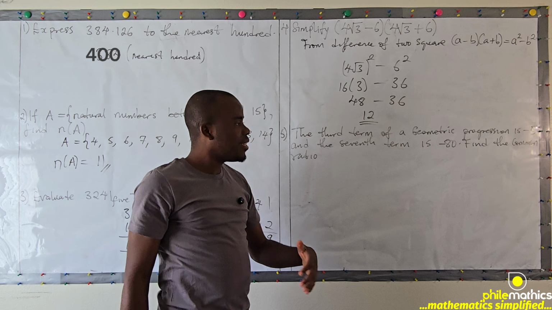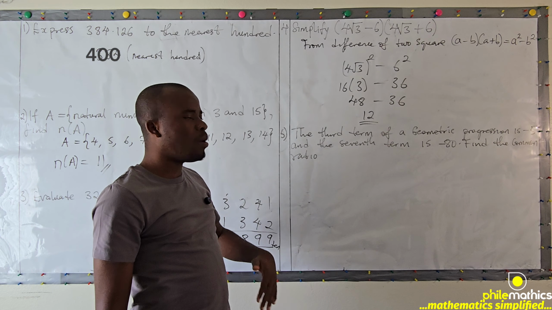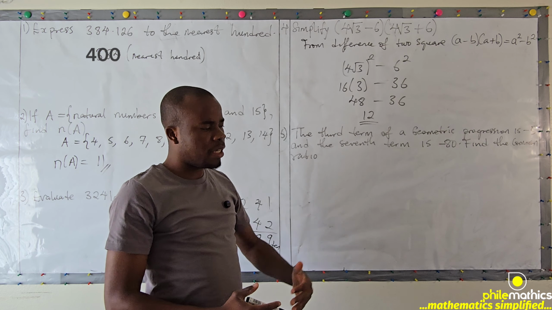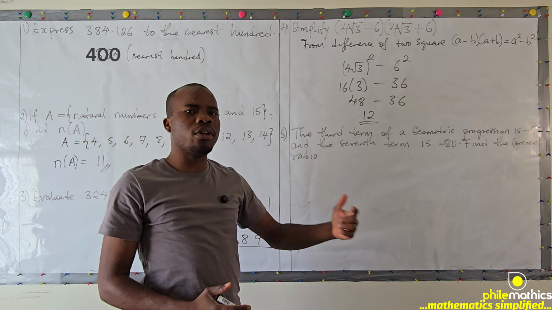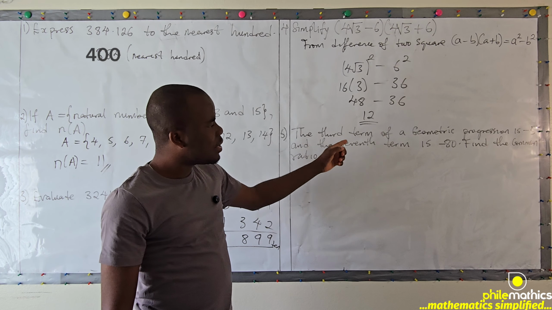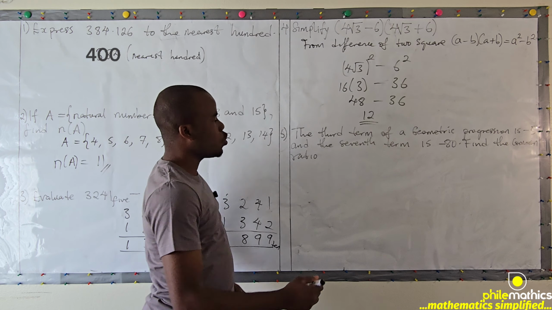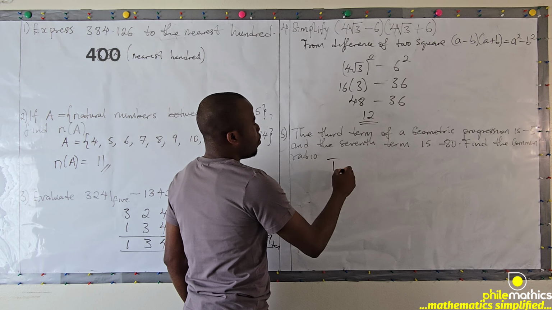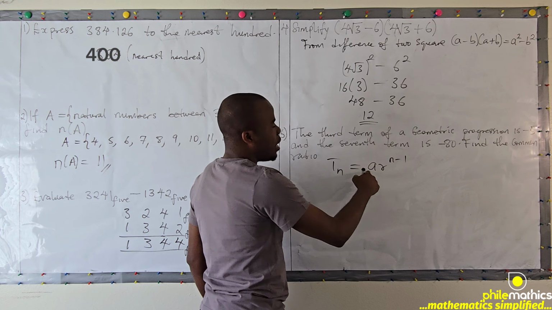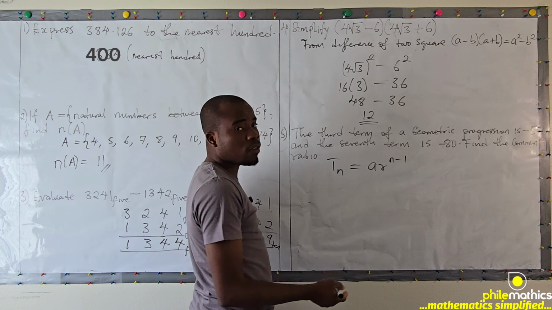Number 5 says the third term of a geometric progression is minus 5. Remember, a geometric progression is a sequence of numbers that increases or decreases by a common ratio, by a multiplicative effect. And the seventh term is minus 80. Find the common ratio. So recall that the nth term of a GP is simply a r to the power n minus 1, where a is the first term, r is the common ratio, n is the number of the term.